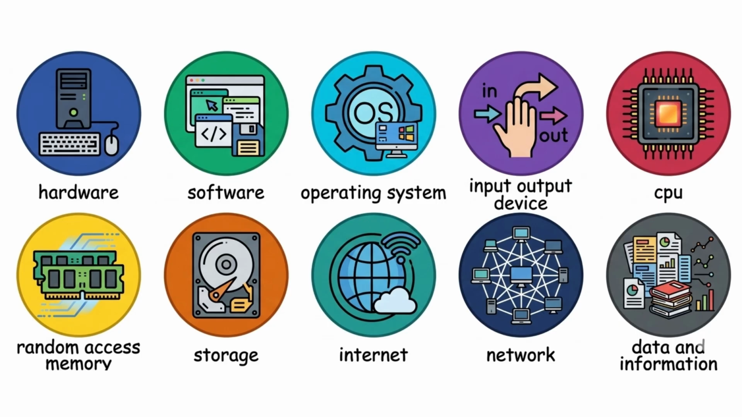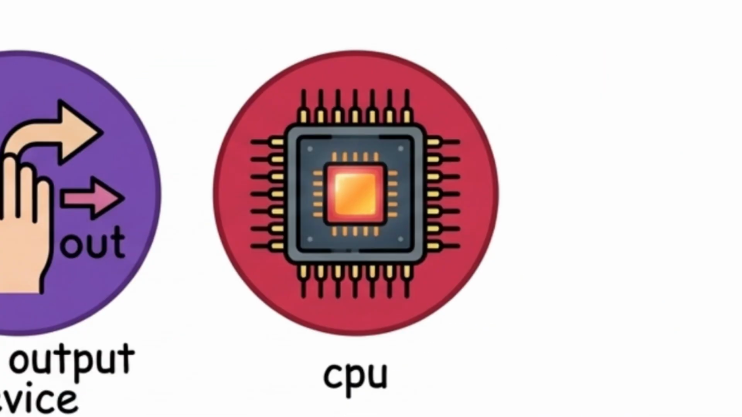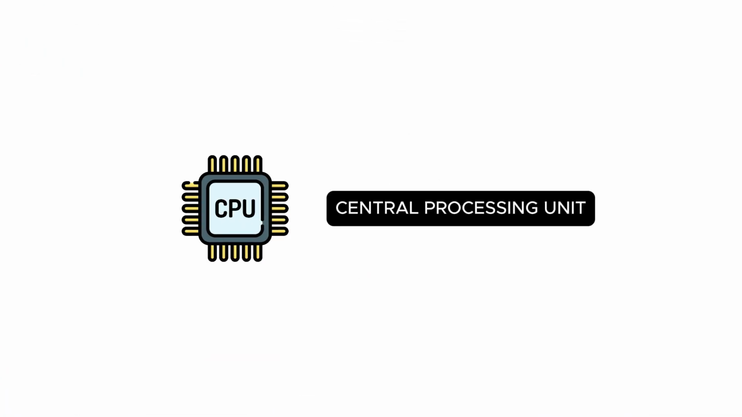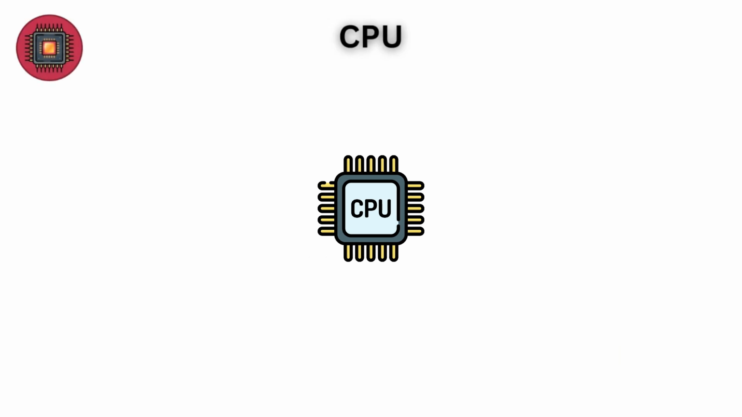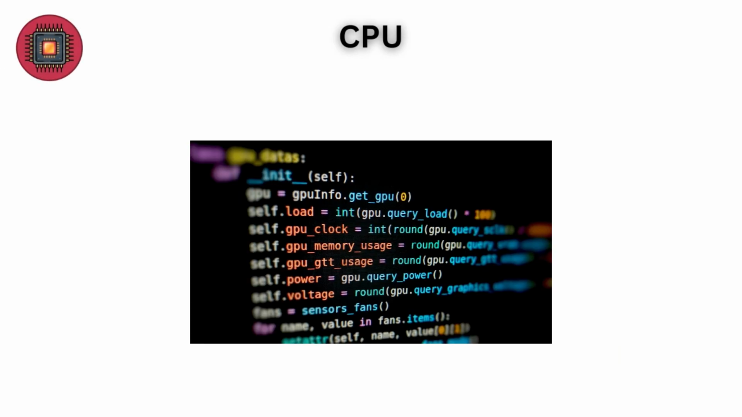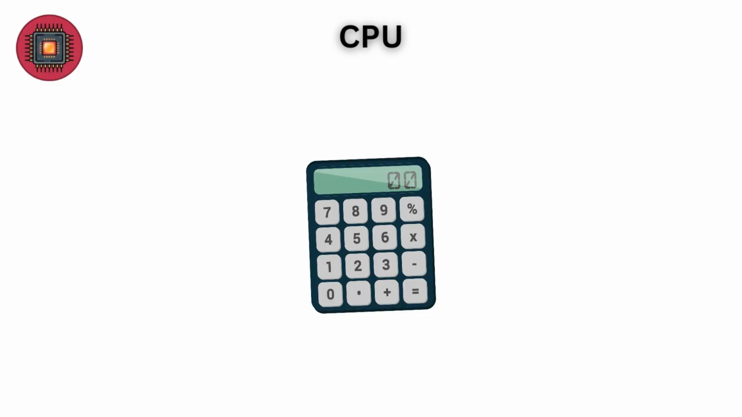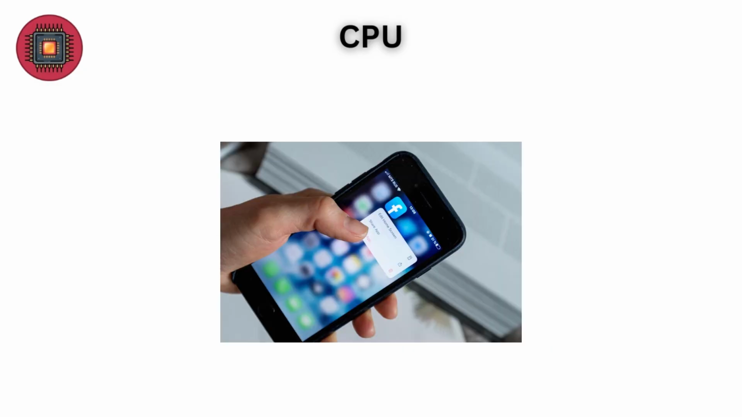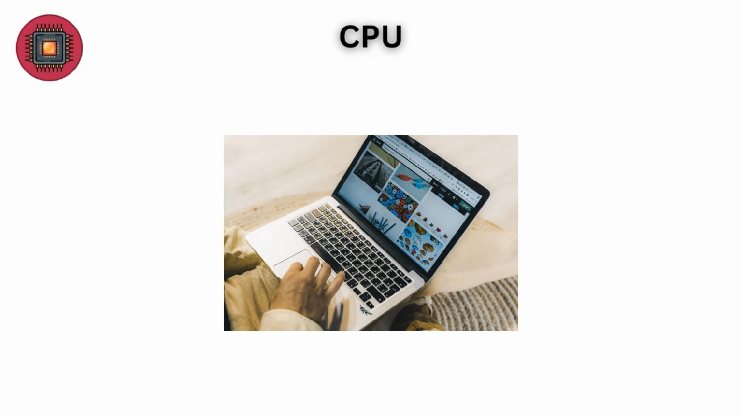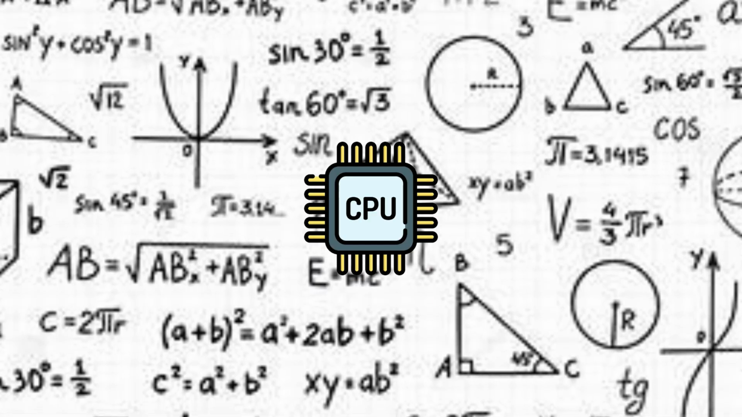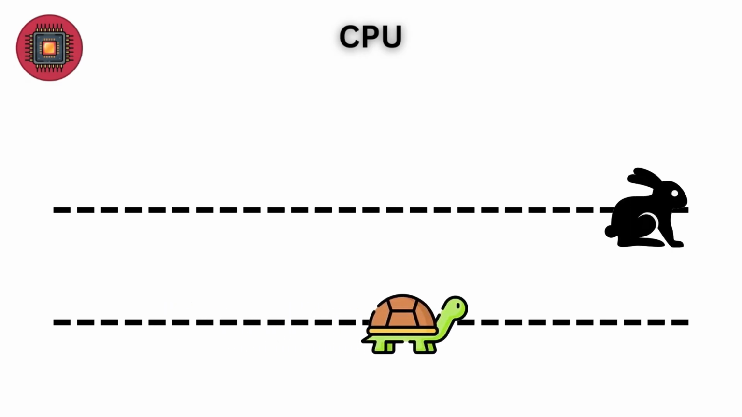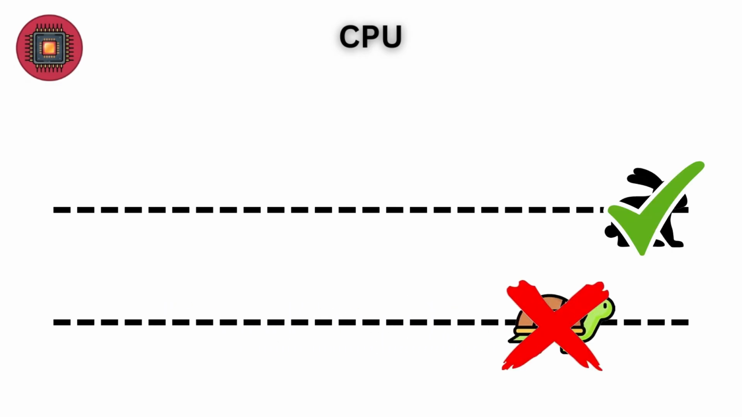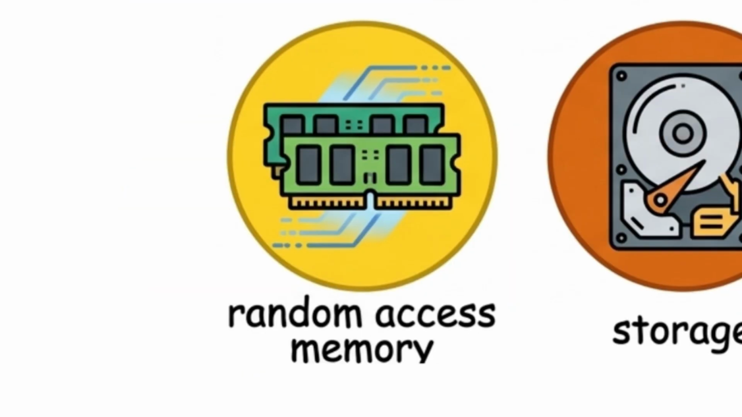Now let's move to one of the most important parts of a computer, the CPU. CPU stands for Central Processing Unit. The CPU is often called the brain of the computer because it processes instructions and performs calculations. Whenever you open an application, watch a video, browse the internet, or play a game, the CPU is constantly working behind the scenes. A faster CPU can process instructions more quickly, making the computer feel faster and more responsive. But even the CPU needs help. That's where RAM comes in.